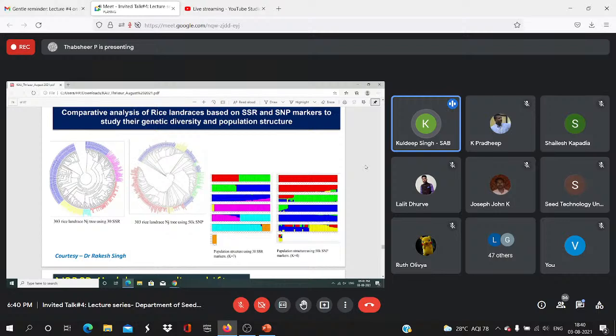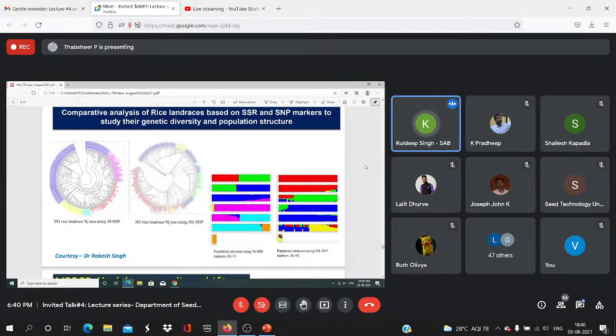But the more important learning is here. These are 300 lines from different parts of the country, from different states, and it was very clear that these genetic resources are absolutely independent of each other. And that's how we are now looking.